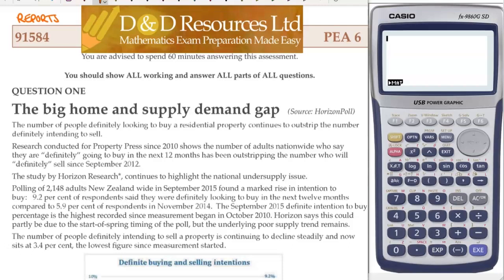And welcome back to Miss Sogram's Maths. This is a walkthrough video for the solutions to one of the D&D papers. It's the one on Statistically Based Reports, and it's Practice External Assessment number 6 from their booklet.